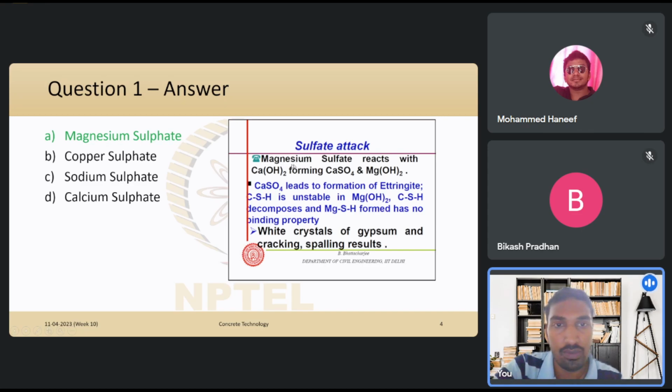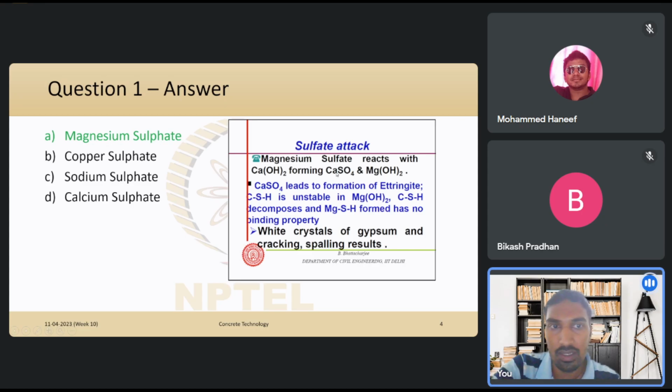In the sulfate attack, what happens? We have calcium hydroxide that is formed during our cement hydration process. Now when sulfates like calcium sulfate are present, they will react with the calcium hydroxide and form gypsum, and this gypsum will react with the C3A in cement and form ettringite, which leads to volume expansion and ultimately cracking. So that is how the sulfate attack happens.